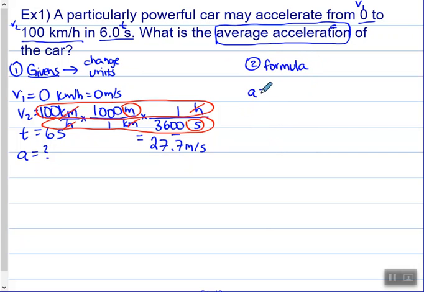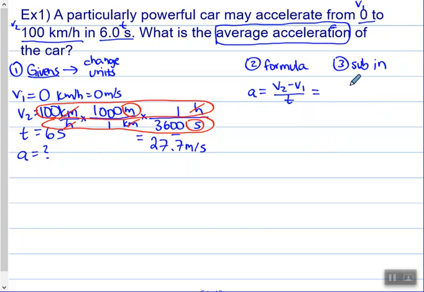So our formula is A equals V2 minus V1 over T. Now it's already solved for A. A is already isolated, and that's what we're looking for, so we can just sub in. So substituting our values in.